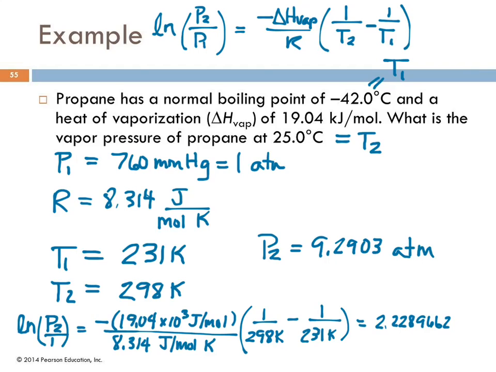I think we're all a little weirded out, aren't we? How do you get the 9 again? You go from the 2 point, from here to there, the natural log of P2 is equal to this. Right. So then P2 equals e to the 2.2289662 business.